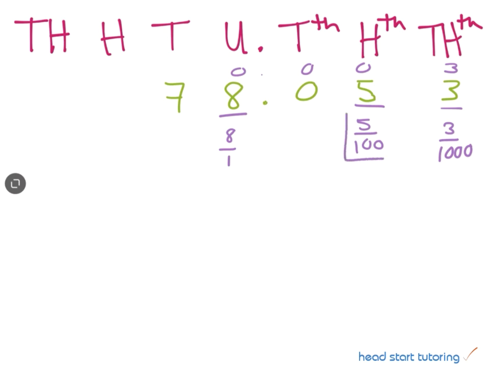The value of the 5 in this number is 5 hundredths. So as a fraction, we would write it as 5 hundredths. And as a decimal, we would write it as 0.005. Right, and the value of the 0 in this number is 0 tenths. The value of the 7 in this number is 7 tens. Right, so let's have a look at another number.